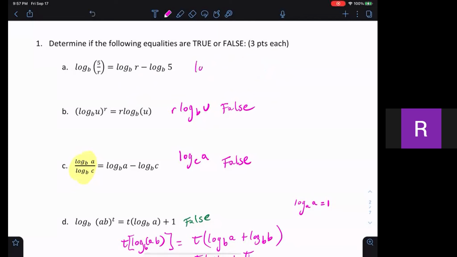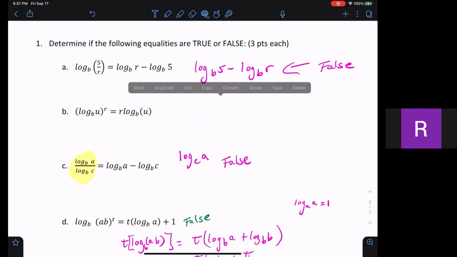So this is log b of 5 minus log base b of r, right? So in this case, this one is wrong, right? It should be this way. So this is false, right? It's not true. The second one, you have to be careful. You have to be very careful in this exam.